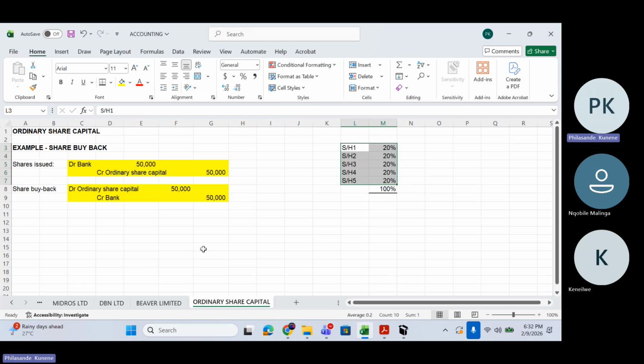Because we need to check the liquidity position of the company. We need to check the solvency and liquidity position of the company. Why I'm saying that is because we don't want to find ourselves in a situation where we cannot pay our creditors immediately after buying back those shares.